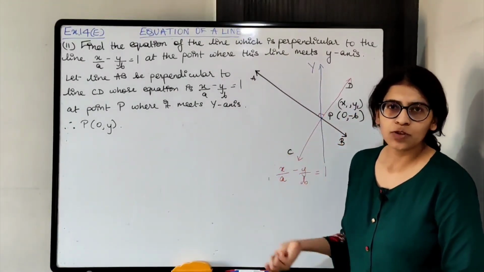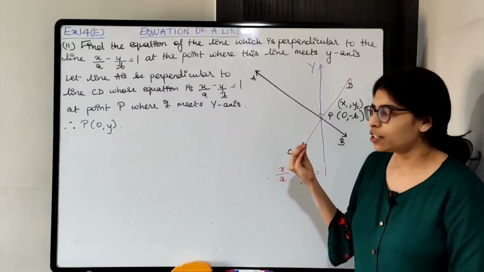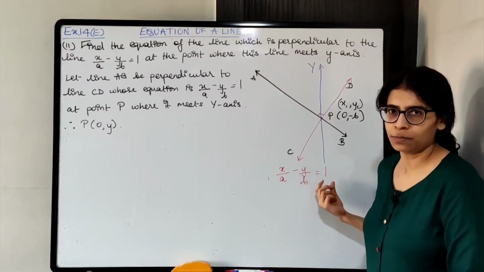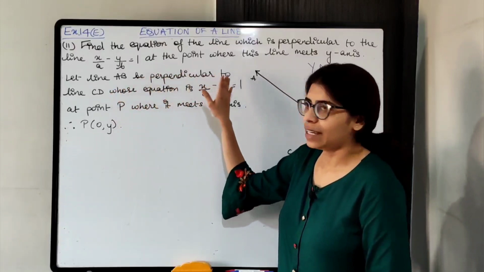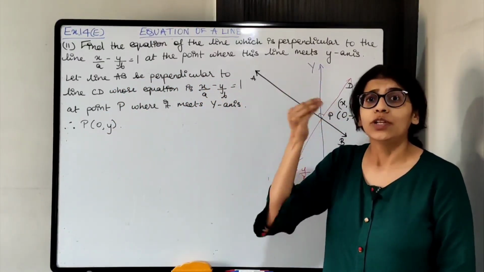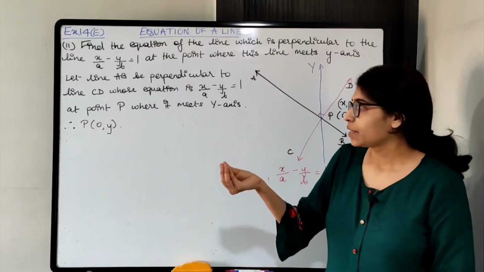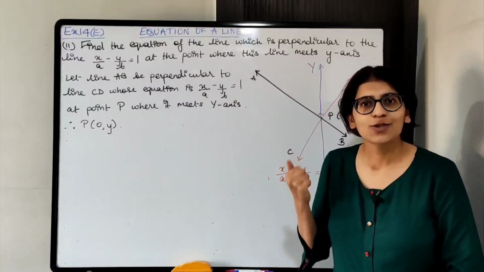The line whose equation is to be found, we have named it as AB, and it is perpendicular to x upon a minus y upon b equals to 1, which we have named as CD. So let line AB be perpendicular to CD, whose equation is given to us. Okay, at which point? At point P. So we have named the point as P, where it meets the y-axis also.